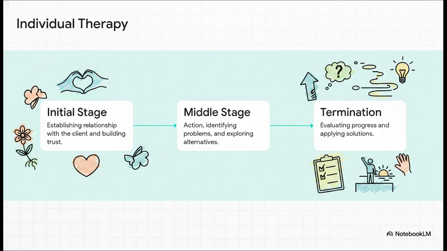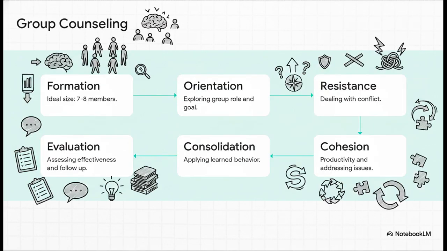But once that's established, Stage 2 shifts entirely into action. This middle stage is where you and the counselor identify problems, create definitive goals, and explore alternatives. And finally, the termination stage. This is where you evaluate your progress, apply those solutions to the real world, and prepare to end the formal counseling relationship. Now, let's contrast those one-on-one sessions with group counseling.